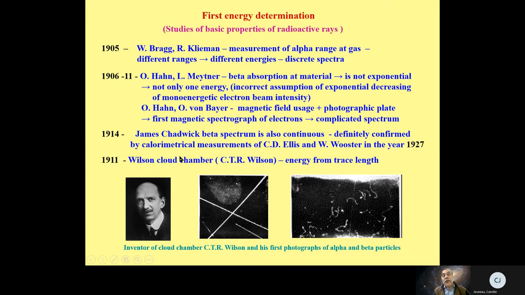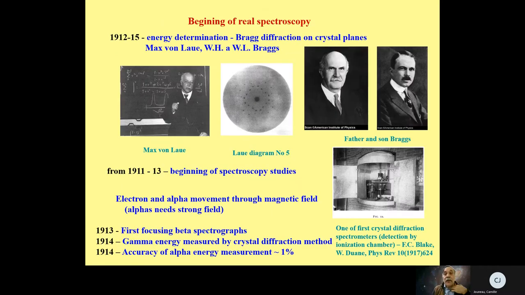From 1911, it was possible to use the Wilson cloud chamber for measurement and for obtaining the energy of a particle. In this case, it was possible to obtain a comparison of energy from trace length, for example for different alpha particles. You have different radionuclides which produce alpha particles, and you look at the length of these traces. If the length is longer, it's clear that the energy is higher, and it's possible to make a relative comparison of energies of these particles. That is also one of the starting methods of measurement of energy of particles.